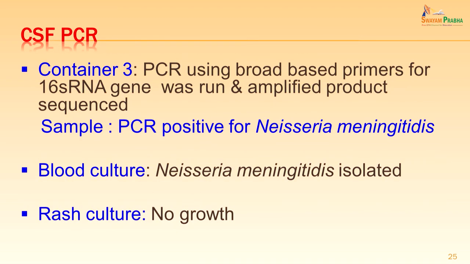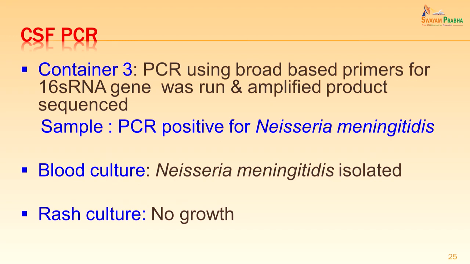Now, for the container which had been kept for PCR, a broad-based primer was run with the 16S RNA gene. And the amplified product was sequenced and matched with the database available on the net. So, the sample was PCR positive for Neisseria meningitidis, so the result was available immediately.